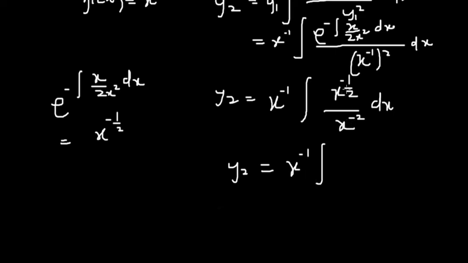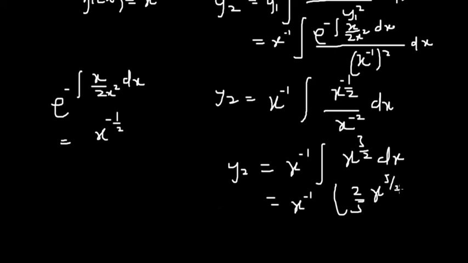So from here we have x exponent minus 1 on 2, divided by x exponent minus 2. When you compute that, you end up with x exponent 3 on 2 dx. Right, so after that you try integrating. When you integrate this again, you end up with 2 on 5, and then we have x exponent 5 on 2, plus c.